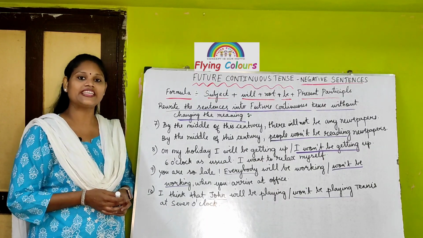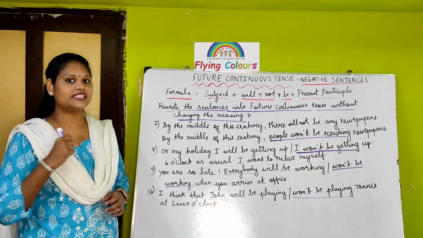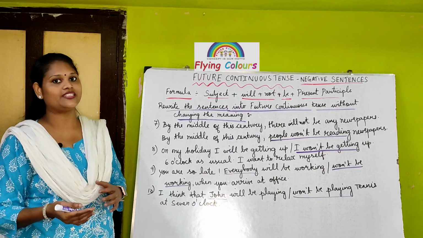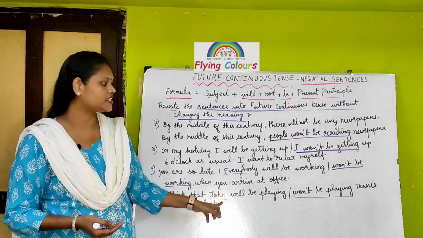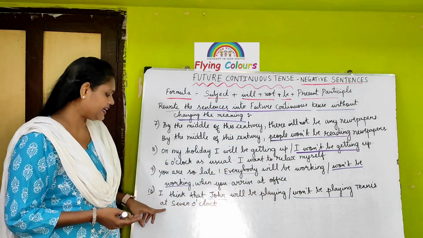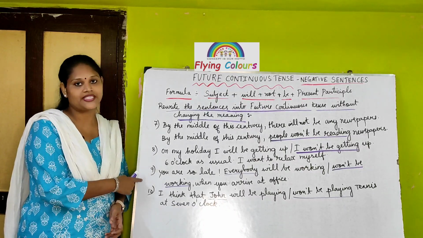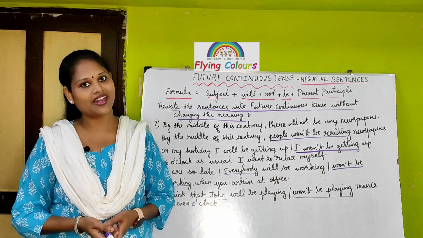Next sentence, I think that John will be playing tennis at 7 o'clock. This is a positive sentence. For converting into a negative sentence, you can write will not or won't. John is the subject, won't be or will not be playing tennis at 7 o'clock. That's all. These are some sentences that may come in your examination, right?